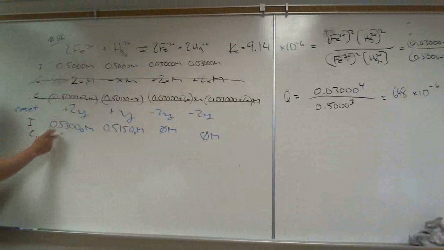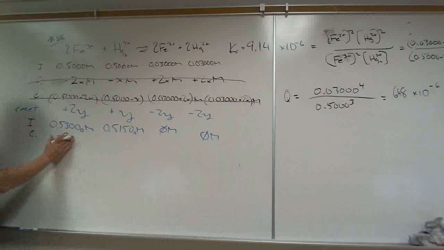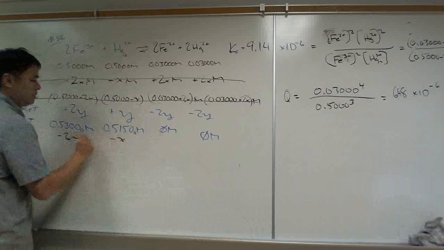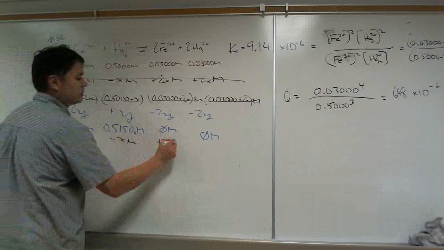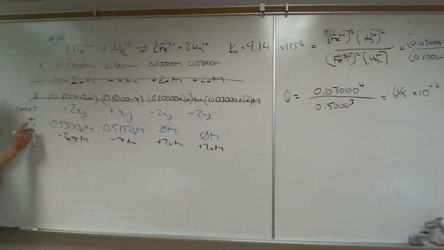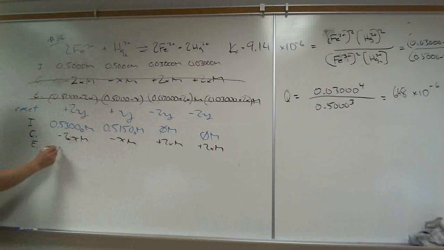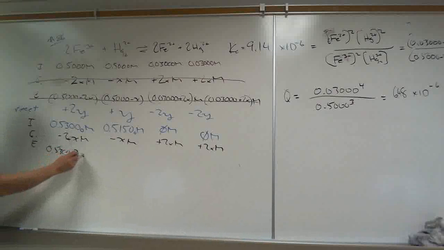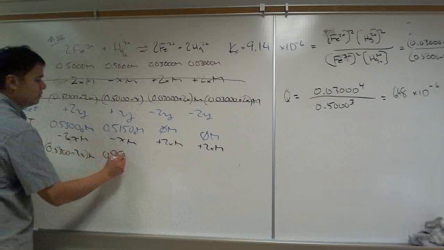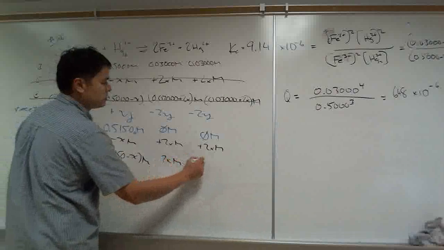And so the change here is going to be, now it's got to go to the right, minus 2x, minus x, plus 2x, plus 2x. And so at equilibrium, I expect 0.5300 minus 2x molar, 0.5150 minus x molar, 2x molar, and 2x molar.